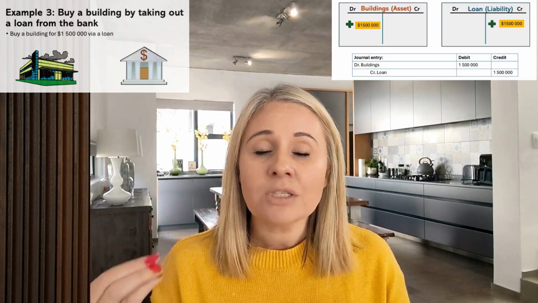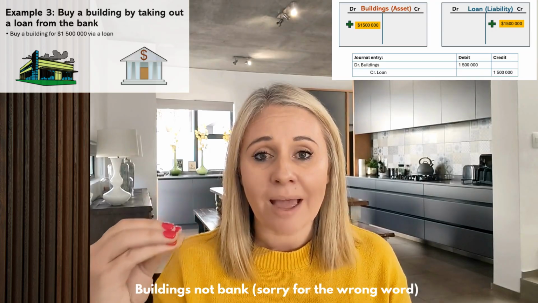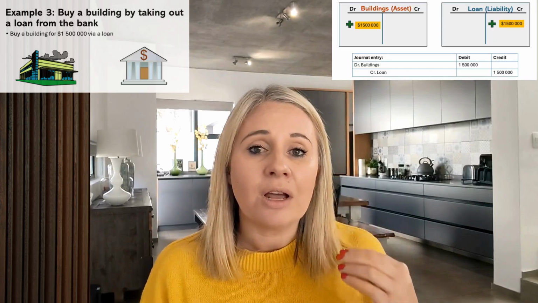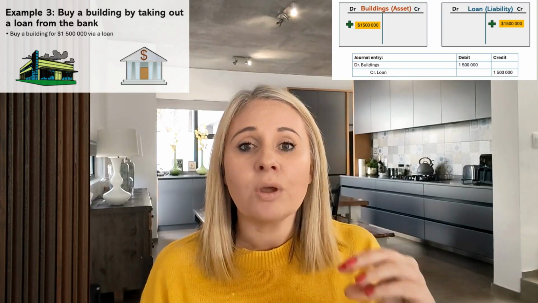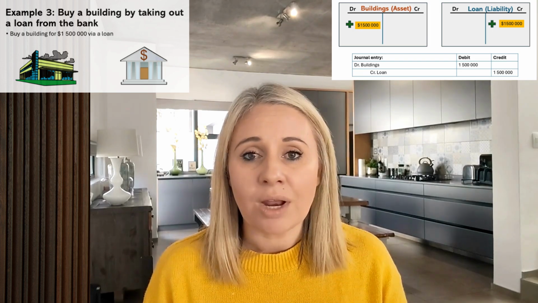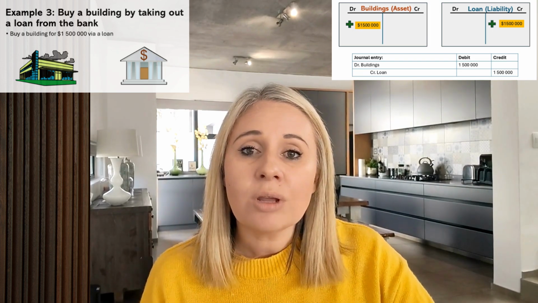We have a debit of $1.5 million going against the building account, which is my asset, increasing on the debit side, and we have our loan balance, which also increased in this example, but because it sits on the right-hand side of the accounting equation, it increases on the right-hand side, and we know that our right-hand side items are our credit items. So those are three basic examples that we have had a look at.